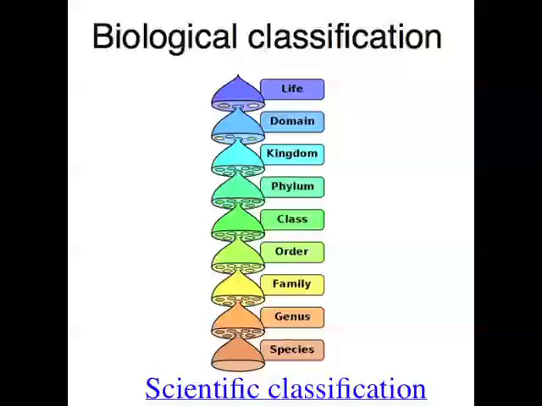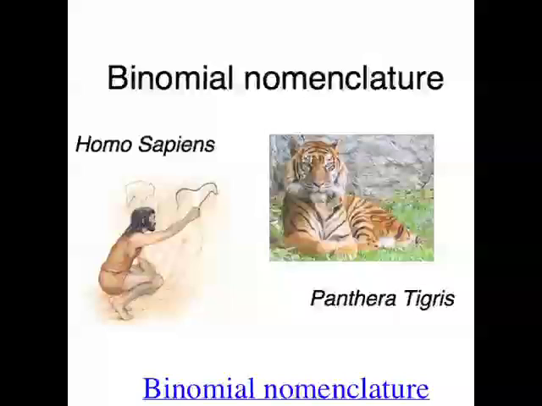Now, if I was going to classify a tiger, it would obviously be classified differently. It would be in the kingdom Animalia, just like humans, the phylum Chordata, just like humans, and the class Mammalia, just like a human. But it would be in the order Carnivora, like carnivore, meat eater. It would be in the family Felidae, like feline. It would be in the genus Panthera, and the tiger's actual species name is Panthera tigris. So a human's actual name is Homo sapiens, a tiger's actual name is Panthera tigris.